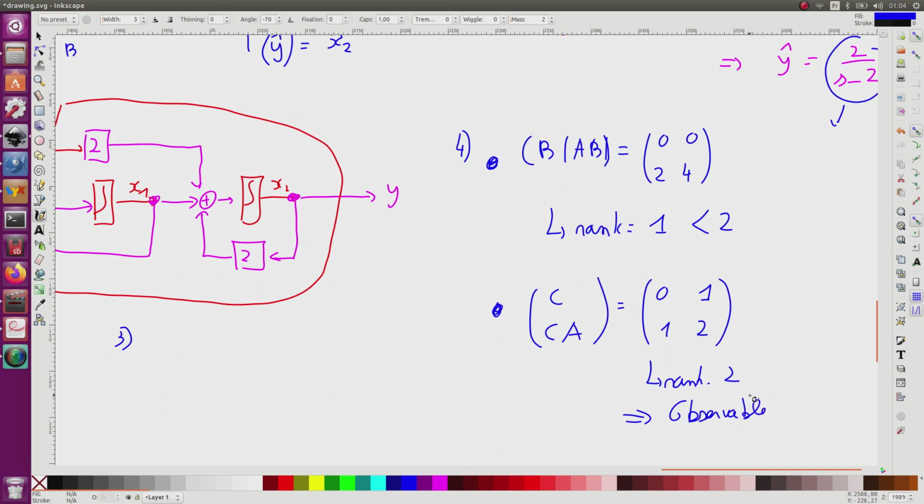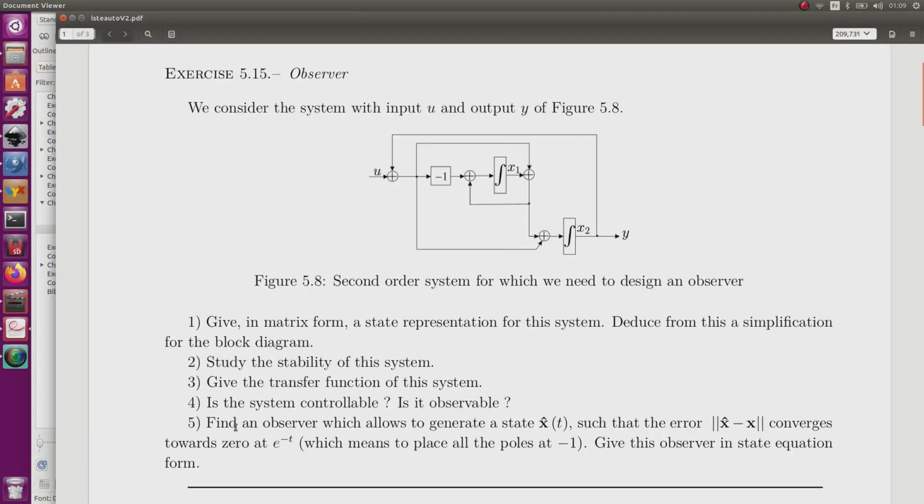I can build an observer for this system. Question number 5, find an observer for the system. We generate an estimation for the state. And what we want is that the error between the estimated state x hat and the real state x converges to 0 with the speed of exponential minus t. So it means that we have to place the poles at minus 1. I will have to give this observer in a state equation form.